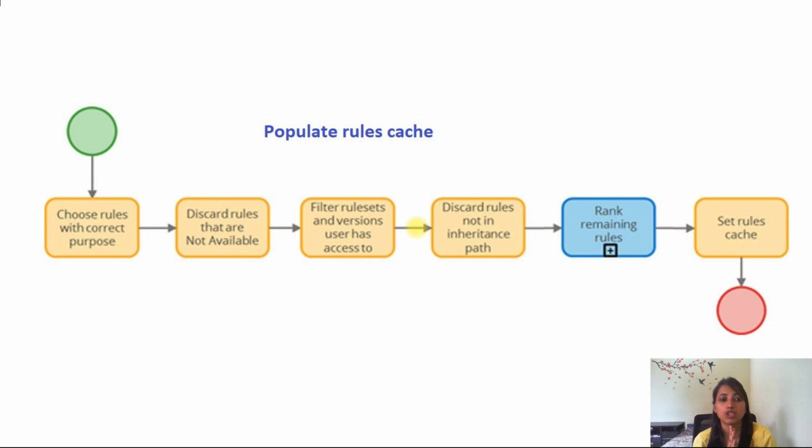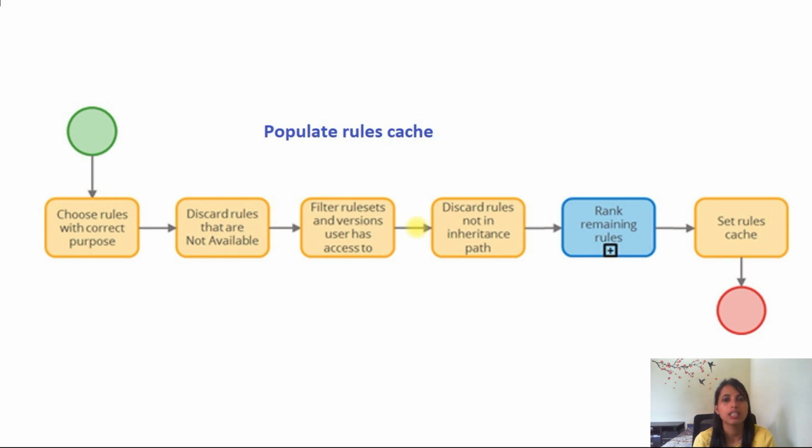Okay, so first we choose the rule with the correct purpose, right? Suppose we want a section to be shown right now. I'm finding the list of the sections which I can execute at this point in time. So I have to see whether my rule has the correct purpose or not. I'm actually looking for a section, or I'm just looking for something else. So I have to find the rule with the correct purpose.